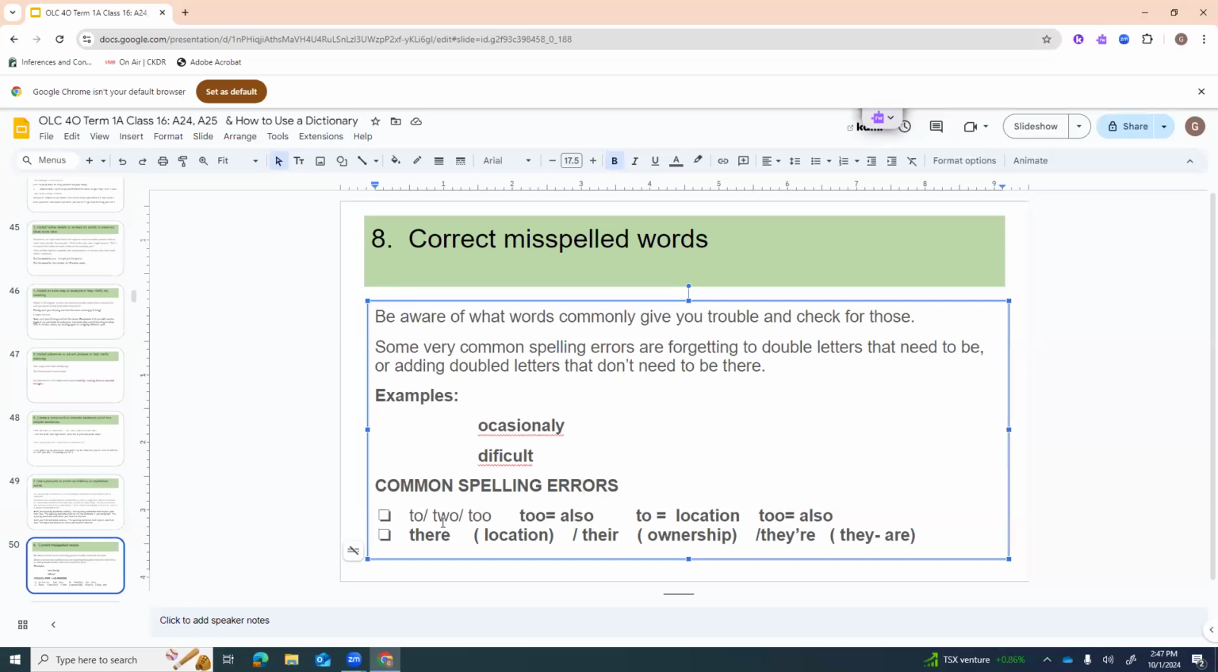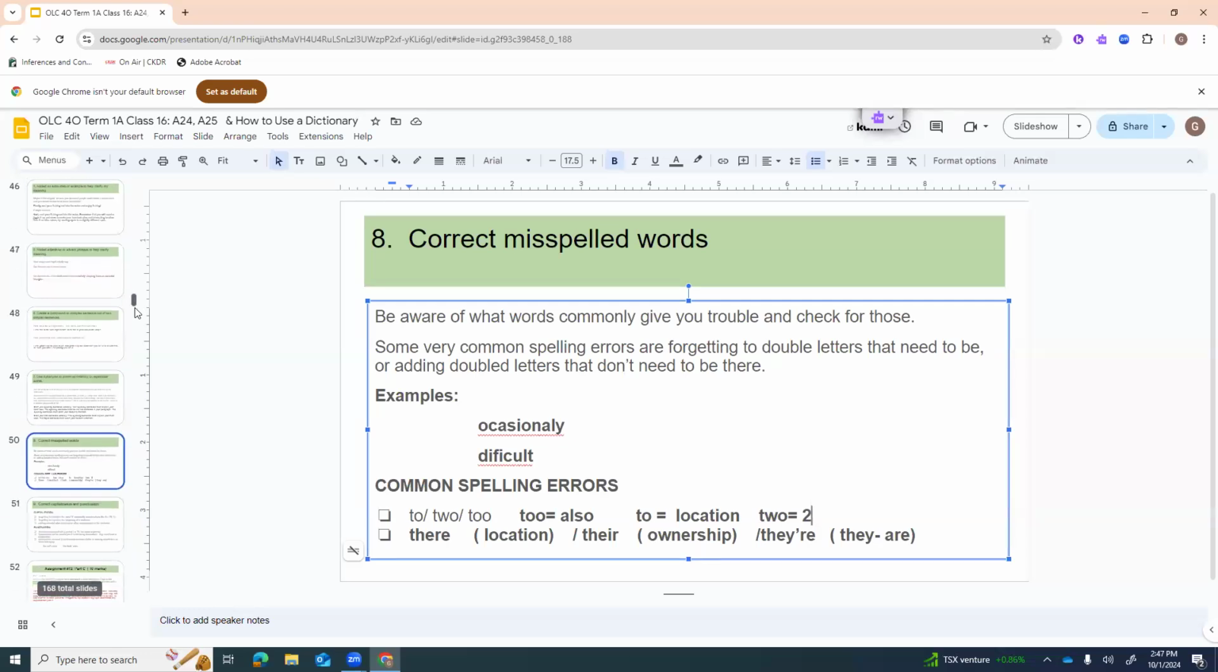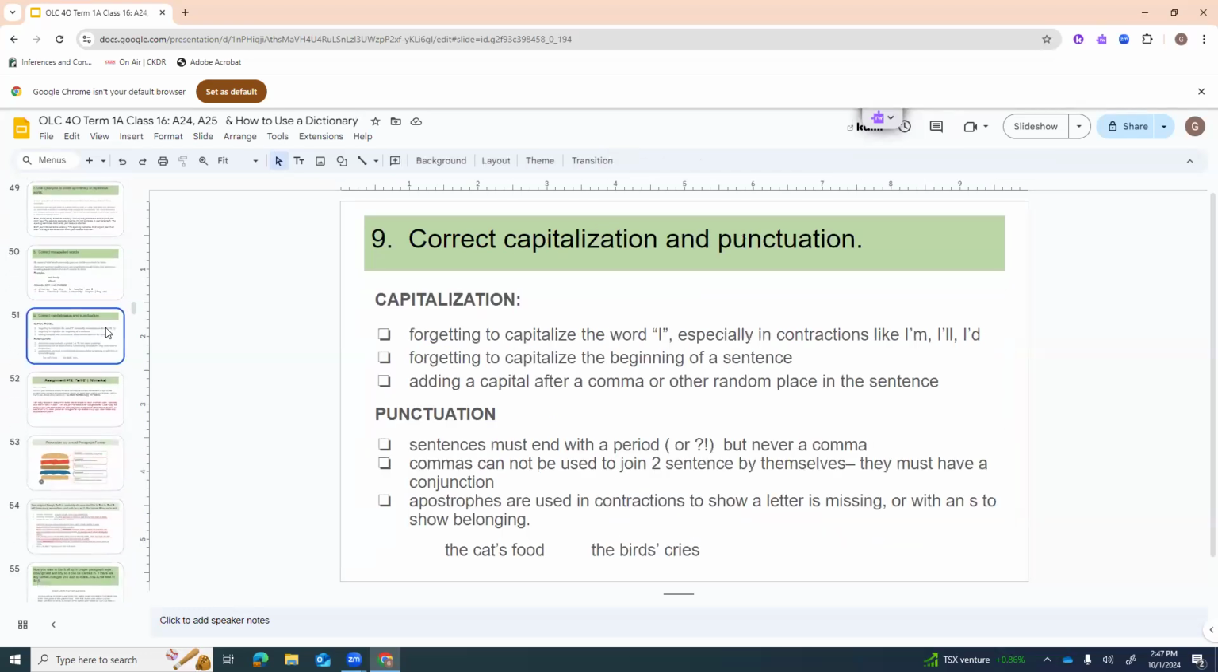I did it myself today. TOO is like also, TO is like the location, and TWO is the number. I must have lost something there. And then there, and there. The first there, THERE, is location. THEIR is ownership, it belongs to them. And then apostrophe RE is a short form of they and are. Okay, I think we're almost there.